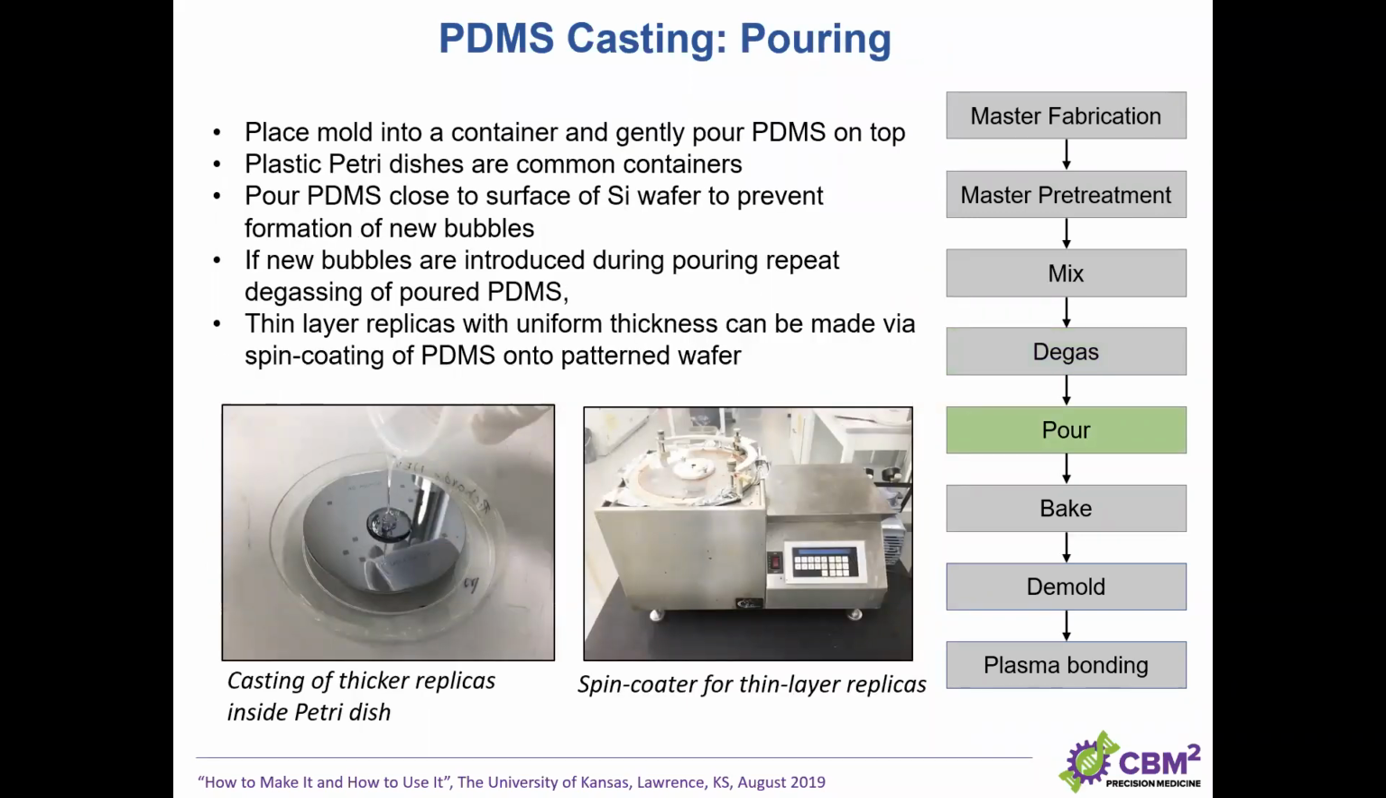Pouring. The most important part of pouring PDMS is to put it really close to the surface and pour it in a continuous way, so as not to introduce bubbles. Because if you do, you will have to take the whole Petri dish with your master into the desiccator or vacuum chamber and remove the bubbles again, right?